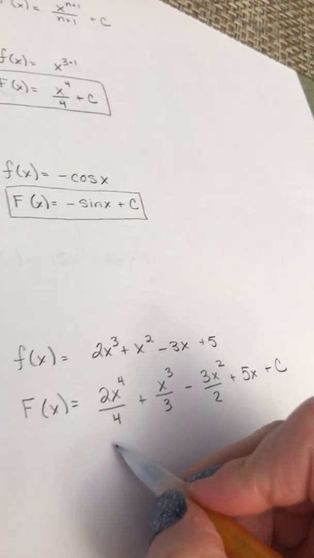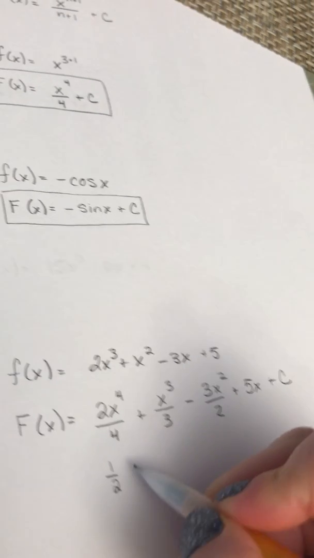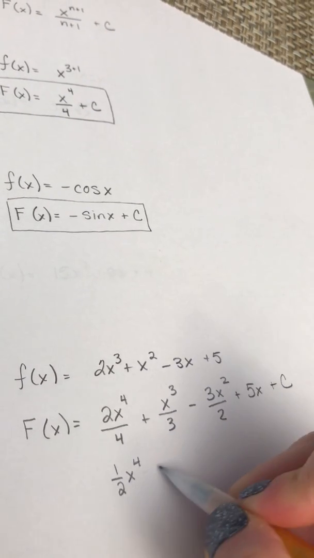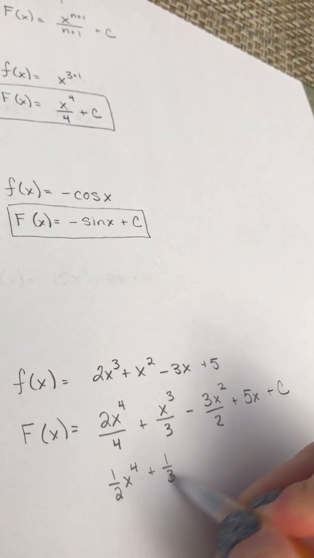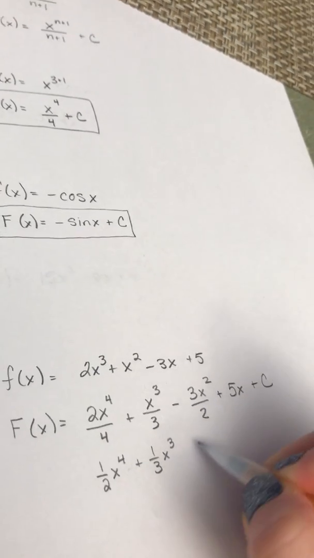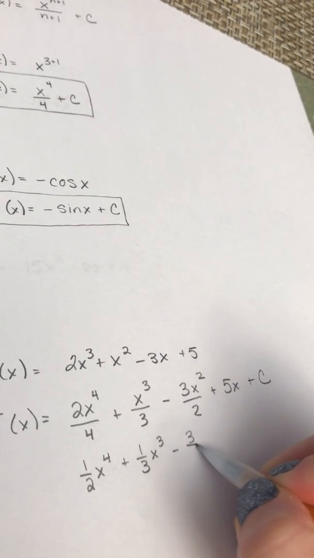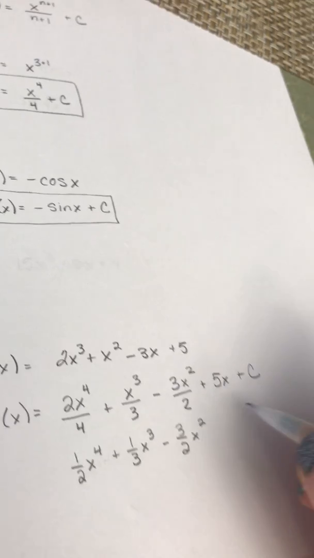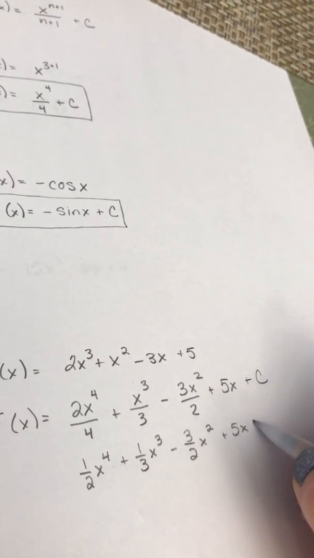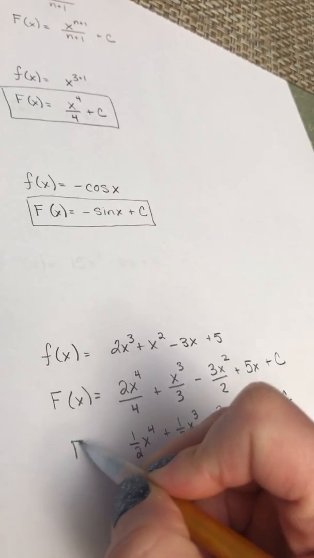So I simplify this and I end up with 1/2 x to the fourth power plus 1/3 x cubed minus 3/2 x squared plus 5x plus c as my general antiderivative.